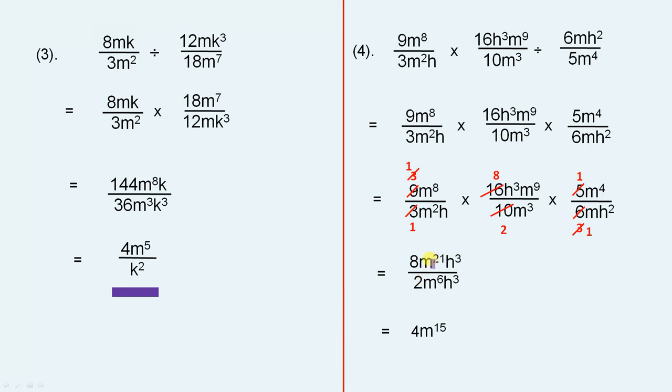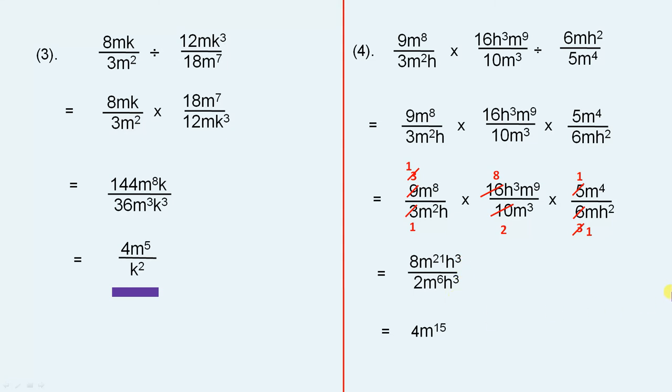As far as the letters go, we have m to the power of 21 h to the power of 3. That's what we have in the numerator, plus the 8. Here we have a 2, m to the power of 6, and h to the power of 3. After we do our cancelling with the numbers and each of these pronumerals, this is our answer, 4m to the power of 15. The reason we cancelled or simplified is we were able to do so.